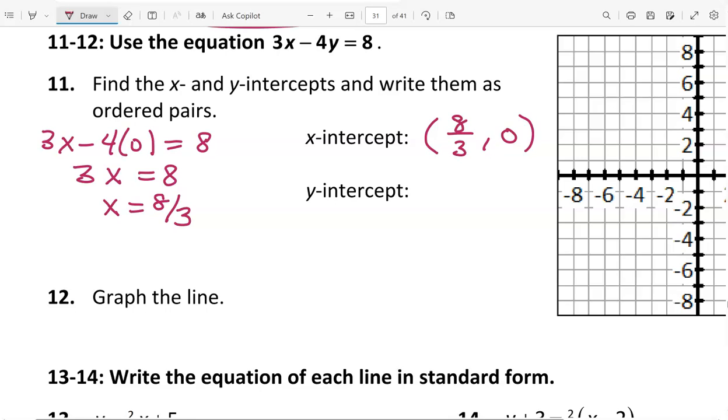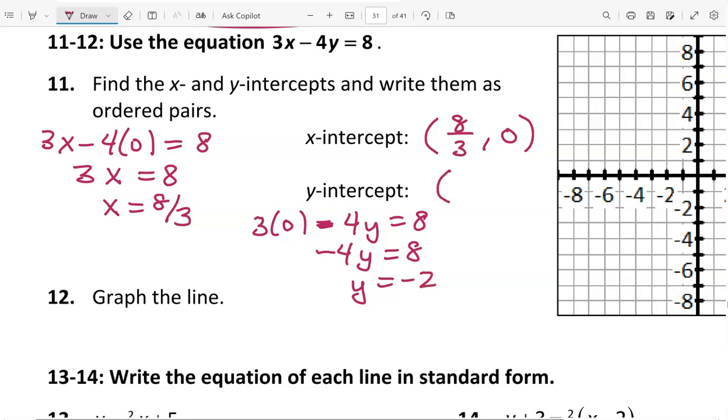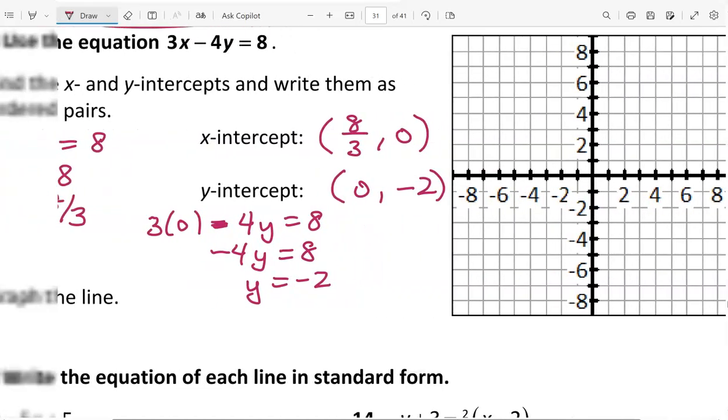Now we're going to find the y-intercept. To find the y-intercept, we're going to let x equal 0. So 3 times 0 minus 4 times y is equal to 8. 3 times 0 is 0. And so we get -4y is equal to 8, dividing by -4, y is -2, which means that the y-intercept is the point (0, -2).